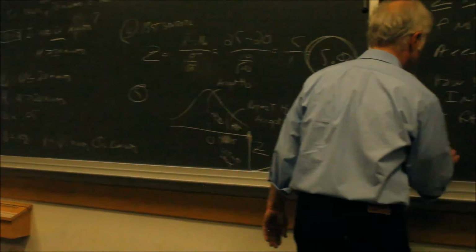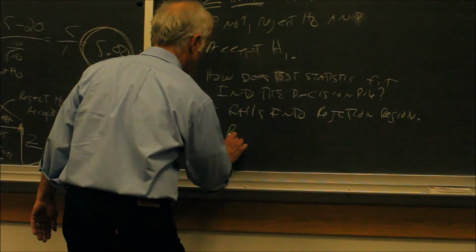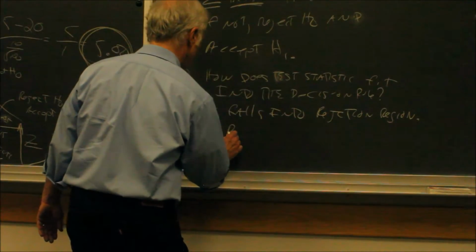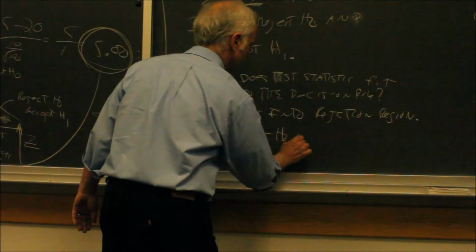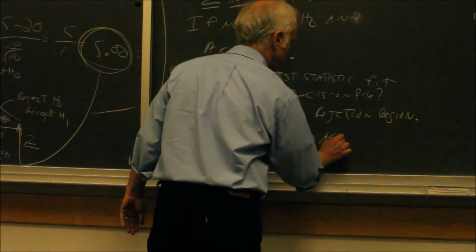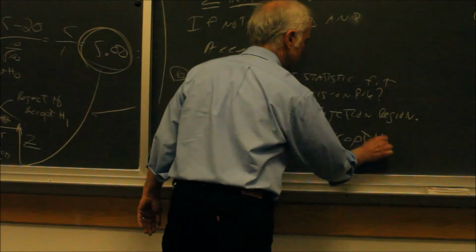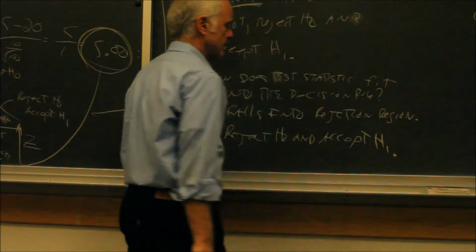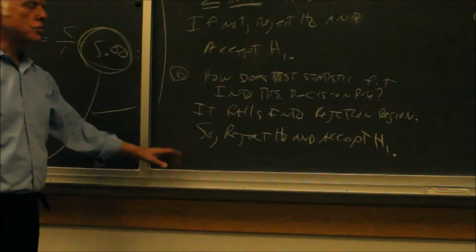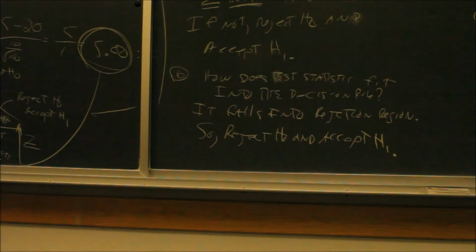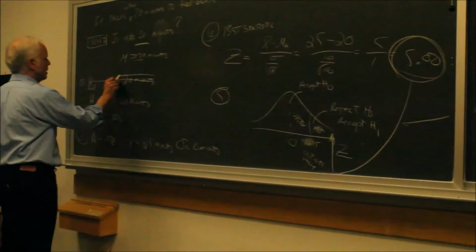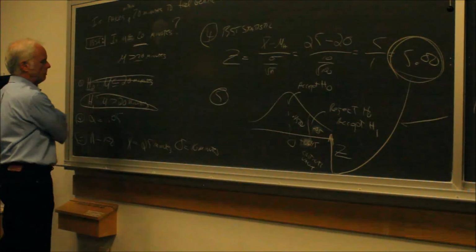So reject H0, right, and accept H1. So that's what we do. What we do is we go back to H0 and H1. We reject H0 and we accept H1.